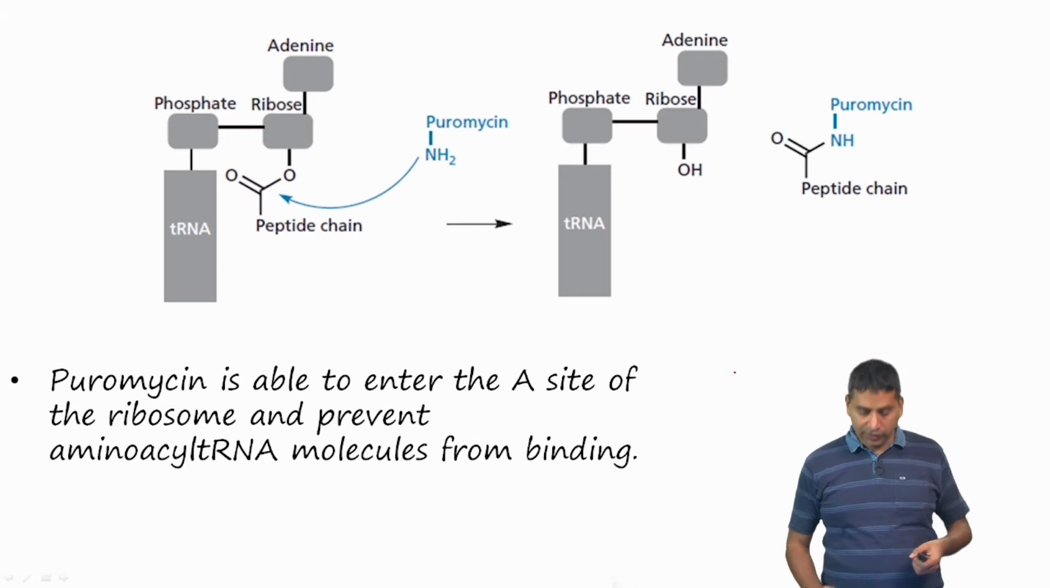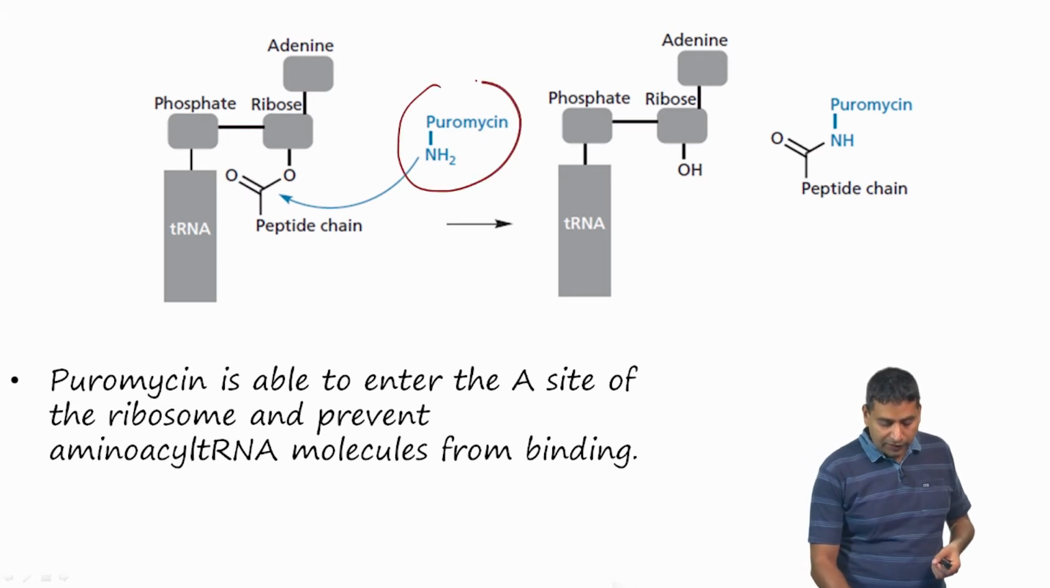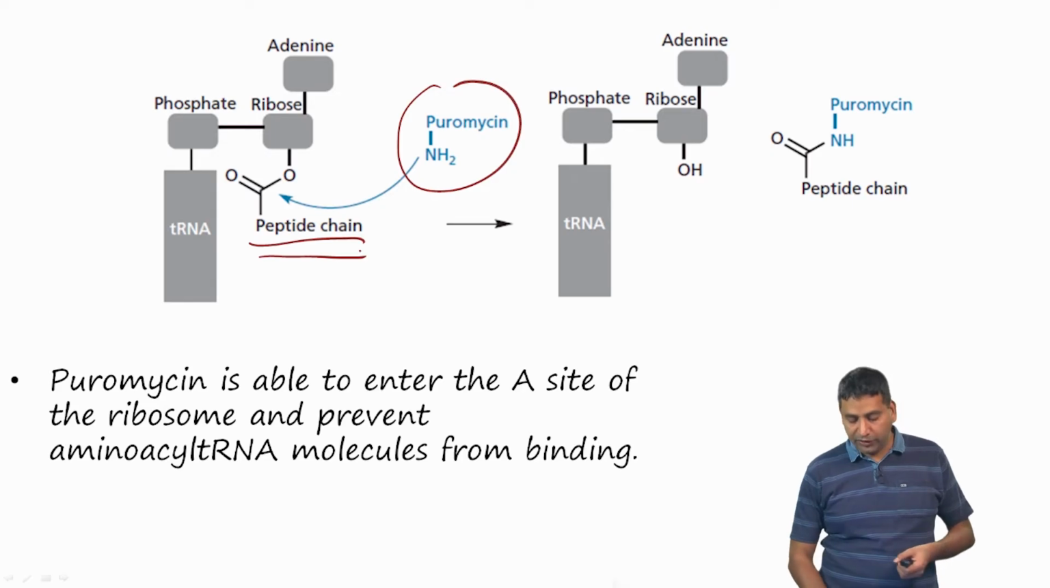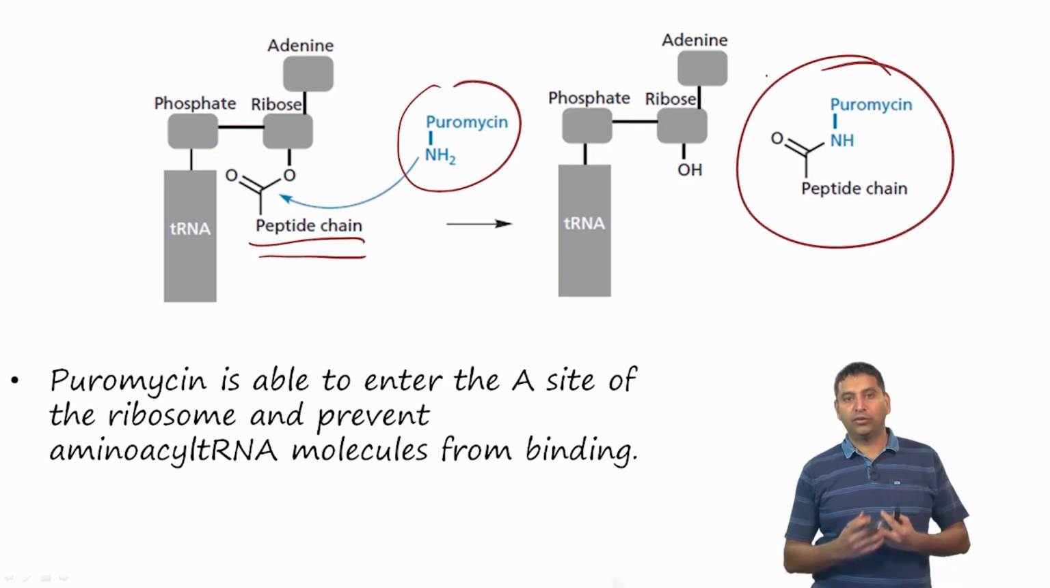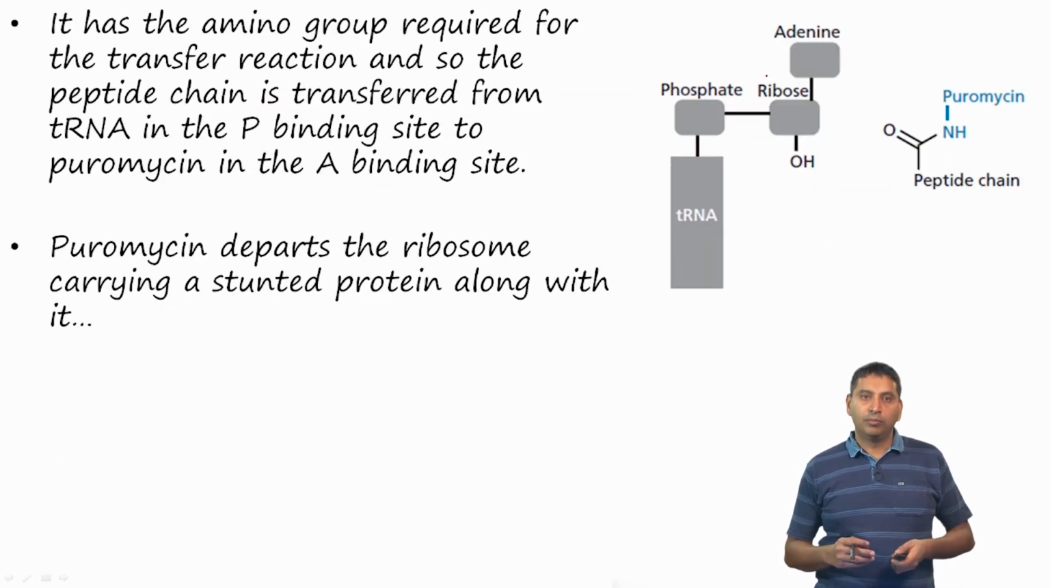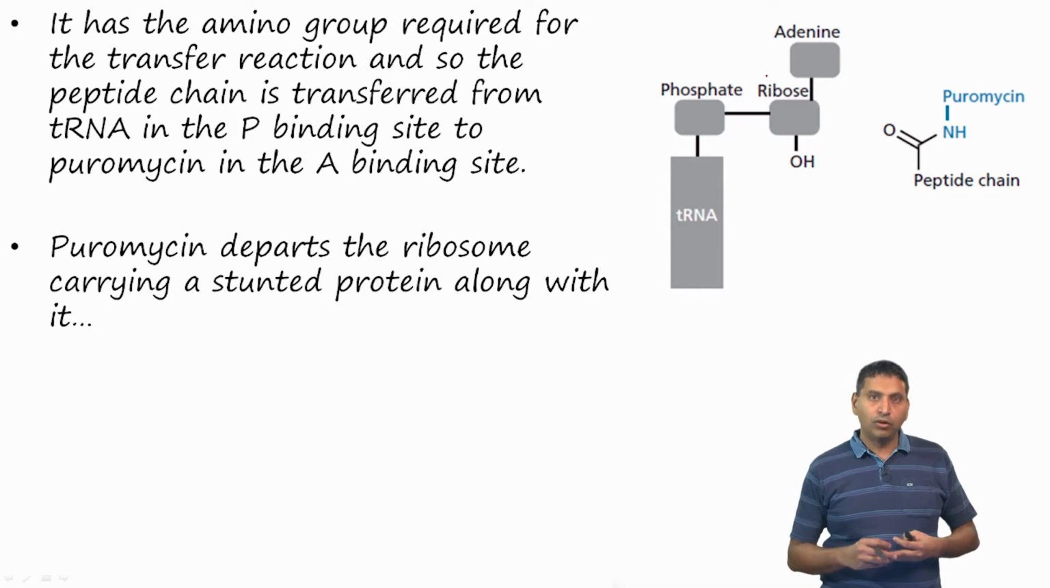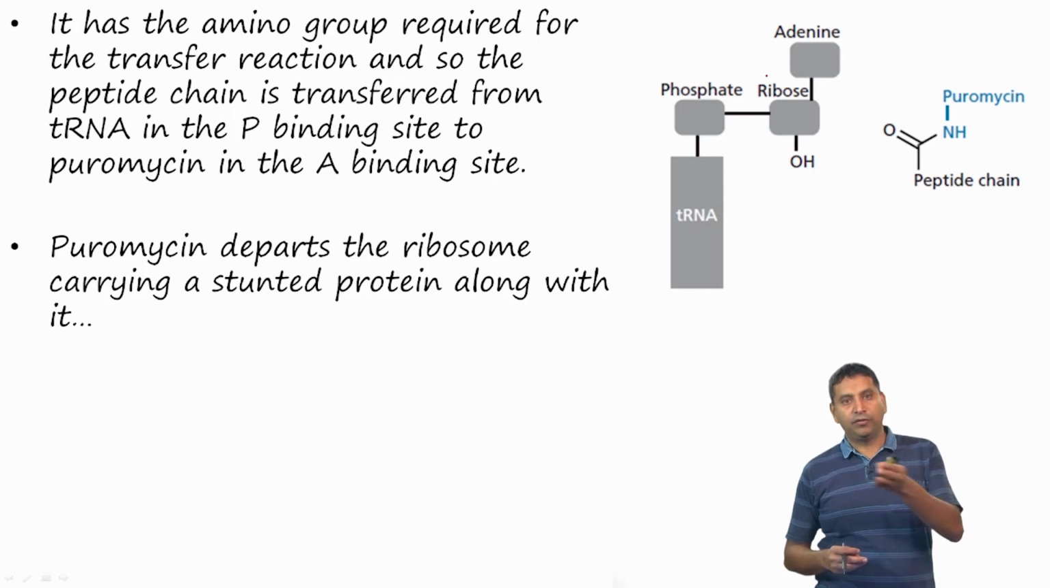Puromycin comes here and reacts with the growing peptide chain, and once puromycin is bound, no further reaction is possible, so it dissociates and prevents the protein from growing. It has the amino group required for the transfer reaction, so the peptide chain is transferred from the tRNA in the P binding site to puromycin in the A binding site, and then puromycin departs carrying the protein, but the protein is now stunted.